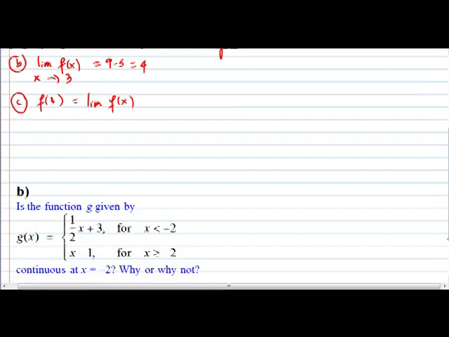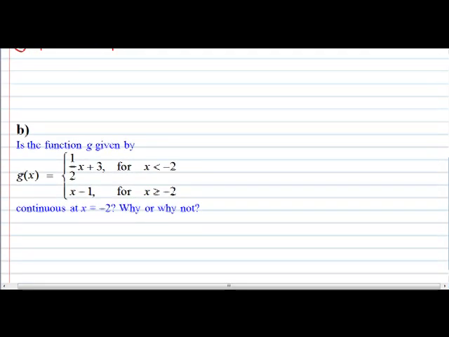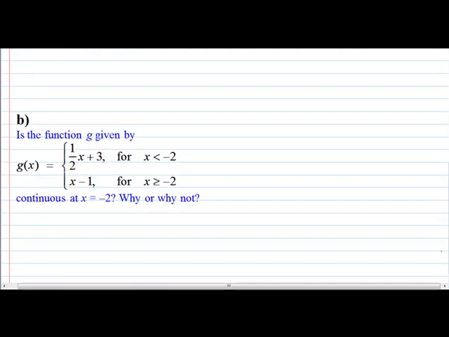I'm going to show you another example. See, it helps you to understand this. I want to see if this function g here is continuous at the point minus 2. And first we have to test: is there an output at minus 2? So let's see. I want to evaluate g at minus 2.